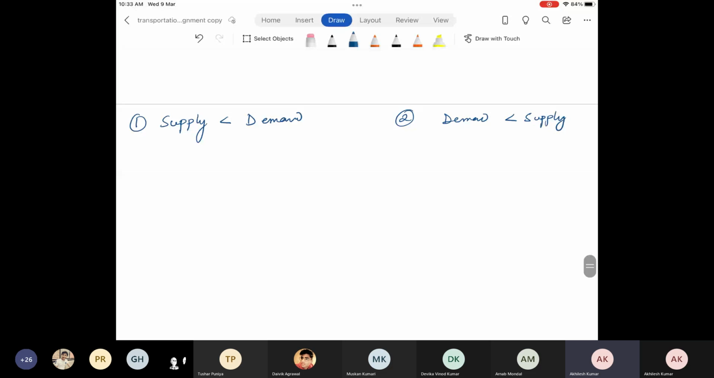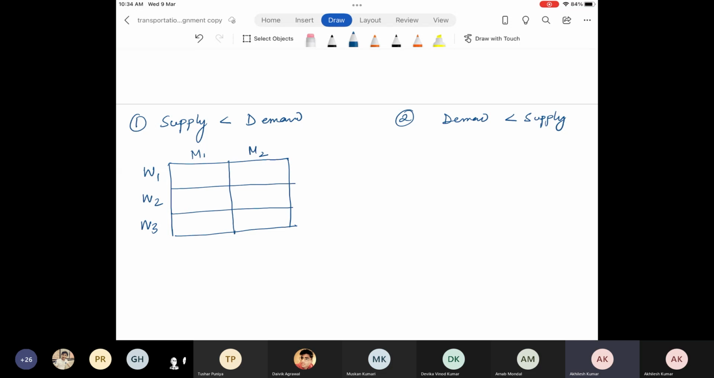So let's look at, suppose I have three warehouses, W1, W2 and W3 and two markets, M1 and M2. Okay, this is the problem given to us. These are the different costs given: 80, 215, 110, 108, 102, 68. Okay.